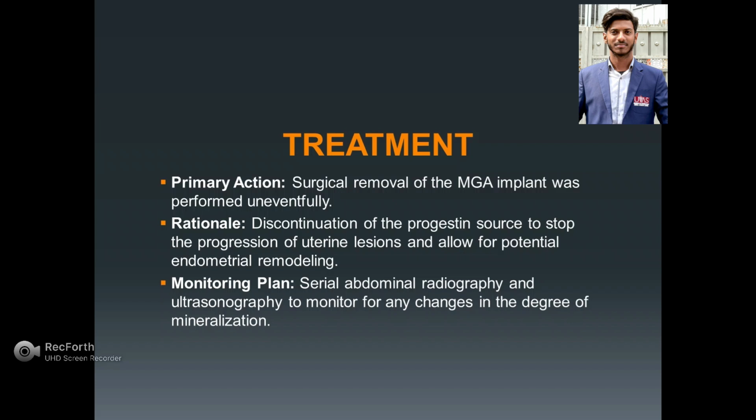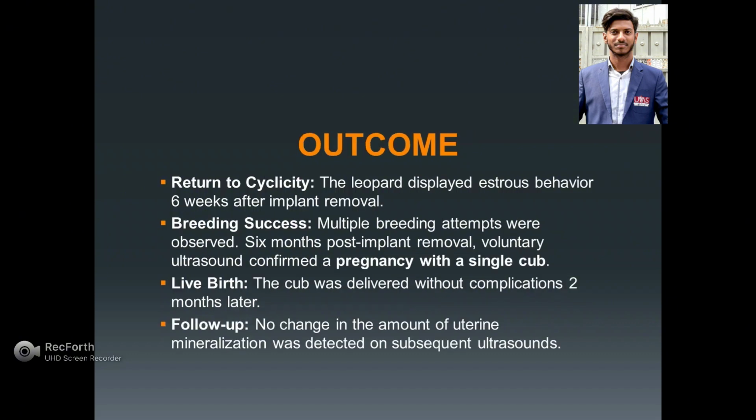The third one is the monitoring plan. Plan for serial imaging. This is crucial to see if the condition worsens, stays the same, or, unlikely, improves over time, and to monitor future pregnancies.